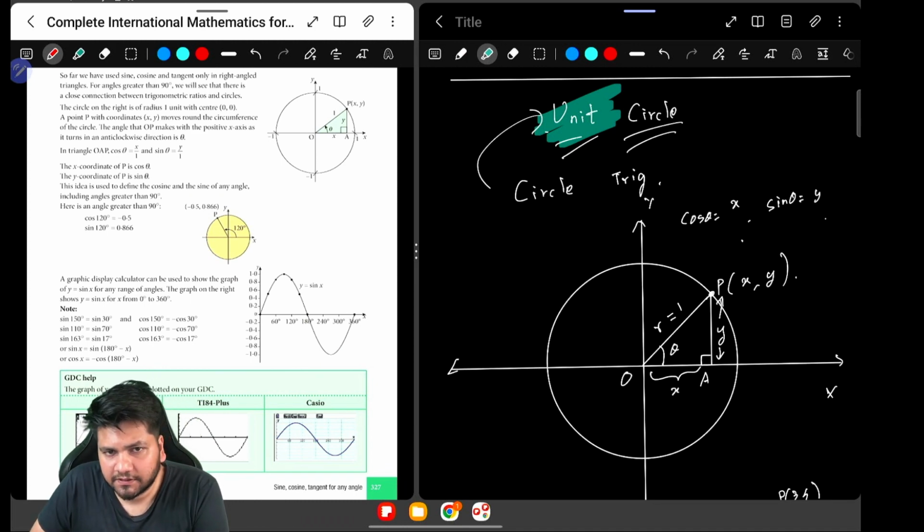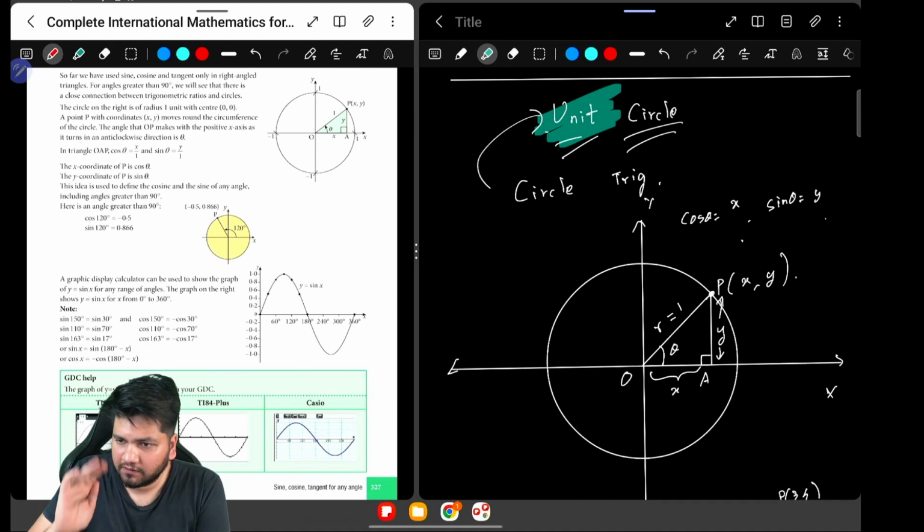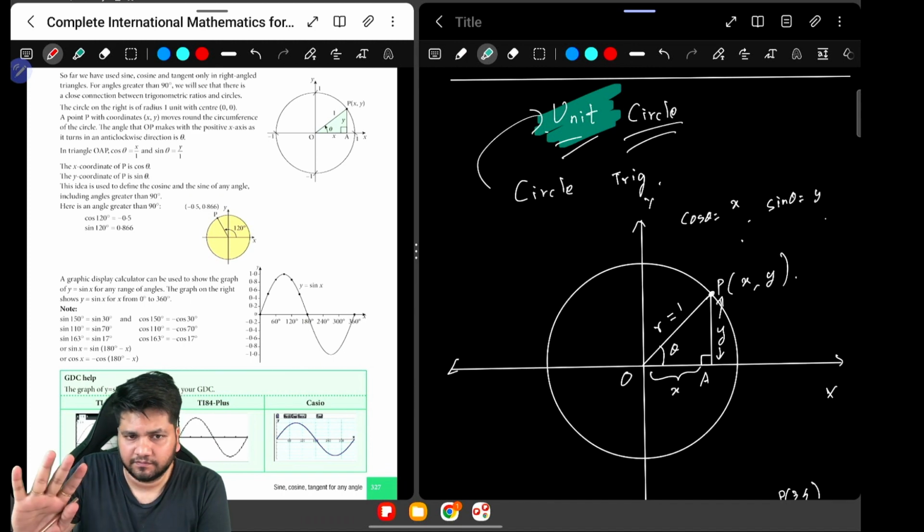Did you get it now, everyone? Correct? Adjacent upon hypotenuse, x by 1. Opposite upon hypotenuse, y by 1. Done. In short, what we got is cos theta as x and sin theta as y.